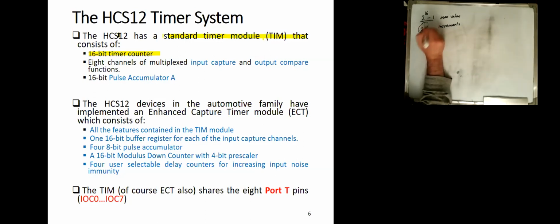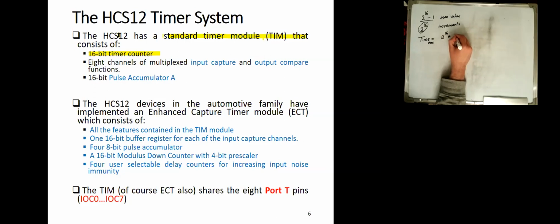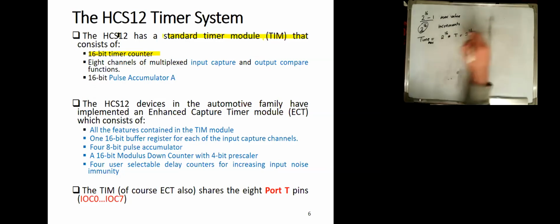The maximum value in binary to be stored is 2 to the power 16 minus 1. And if I am using this counter as a timer, then the maximum time that I can measure is basically 2 to the power 16 times T. And what is T? As we will see later, this counter is clocked or triggered by the E clock. So it is 1 over E clock, times prescaler.